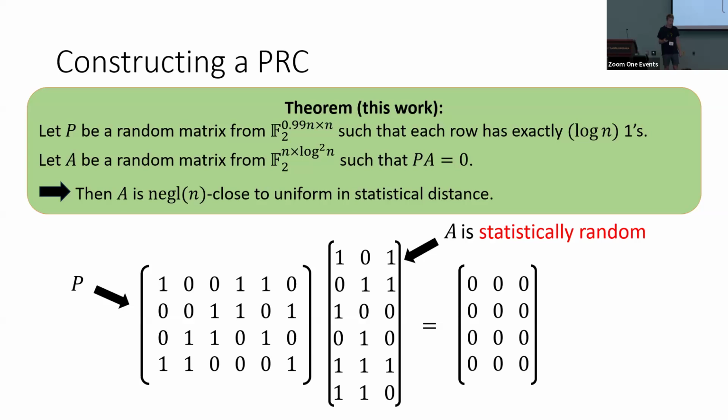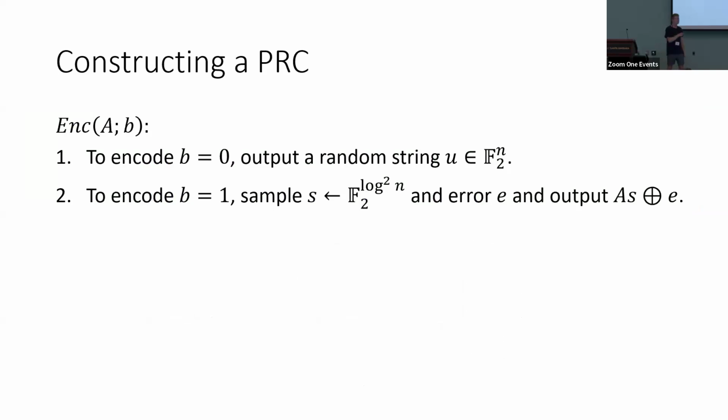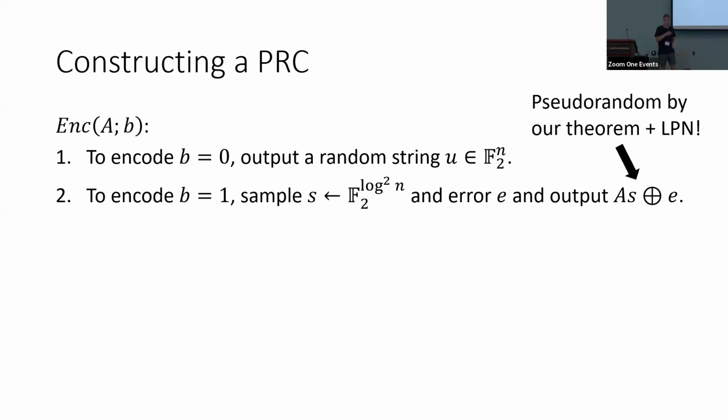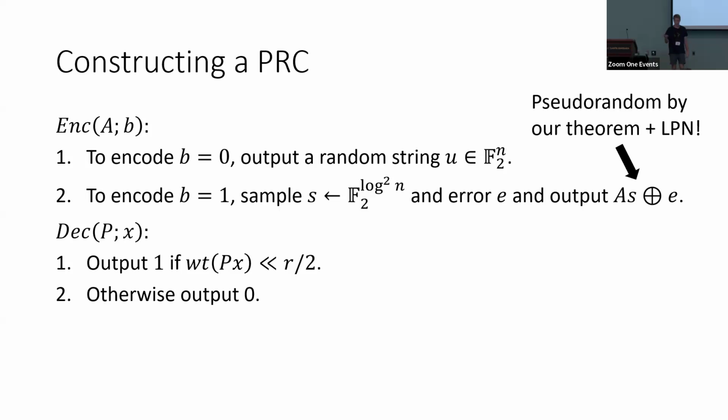Okay, so how do we use this to build a PRC? Well, you might already see it, but to encode 0, you output a random string. To encode 1, you output a noisy sample from the image of A, right? And then by our theorem, the marginal on A is uniform. So by LPN, AS plus E is pseudo-random. So in both cases, whether you're encoding 0 or 1, you're going to get a random or pseudo-random string. Okay, so we have pseudo-randomness.